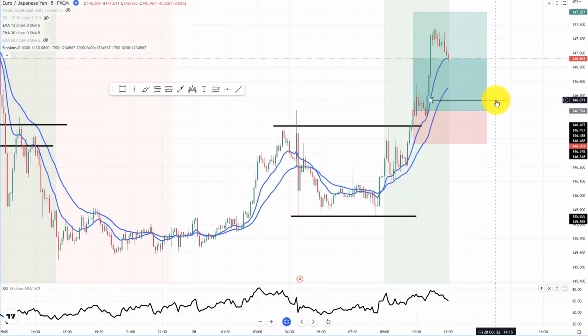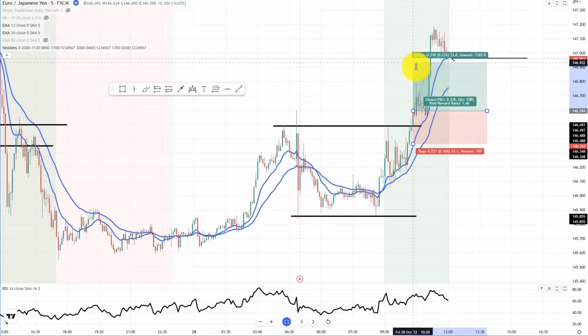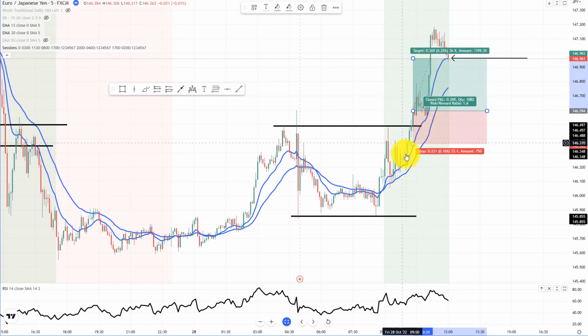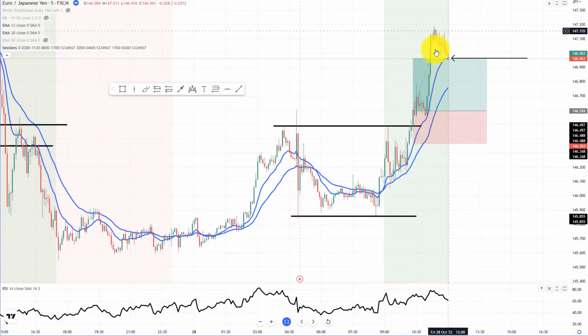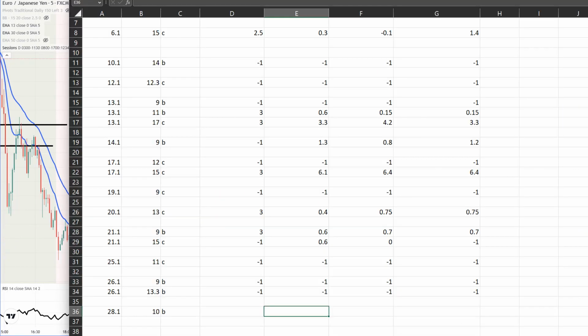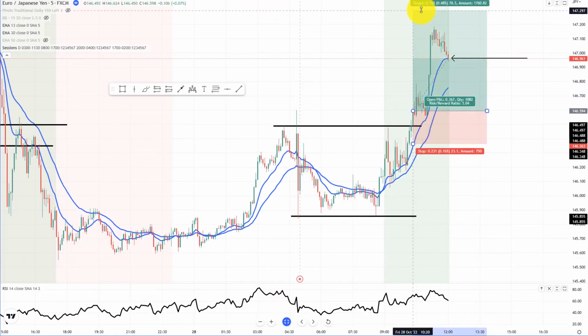Okay, this stop has been hit. Here, the trailing stop at 1.6. What is the date? 28 at 10. 28.10. This is a breakout. What was that? 1.6? I forgot. 1.6, yes. The other one is still running.